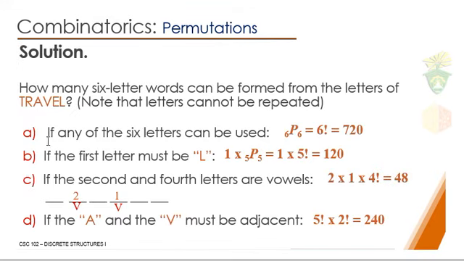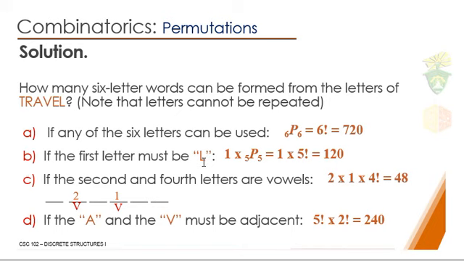For case A, if any of the 6 letters can be used, then all of them are allowed. So our n is 6 and our r is also 6, since we rearrange the letters of the word travel. So we have 720.